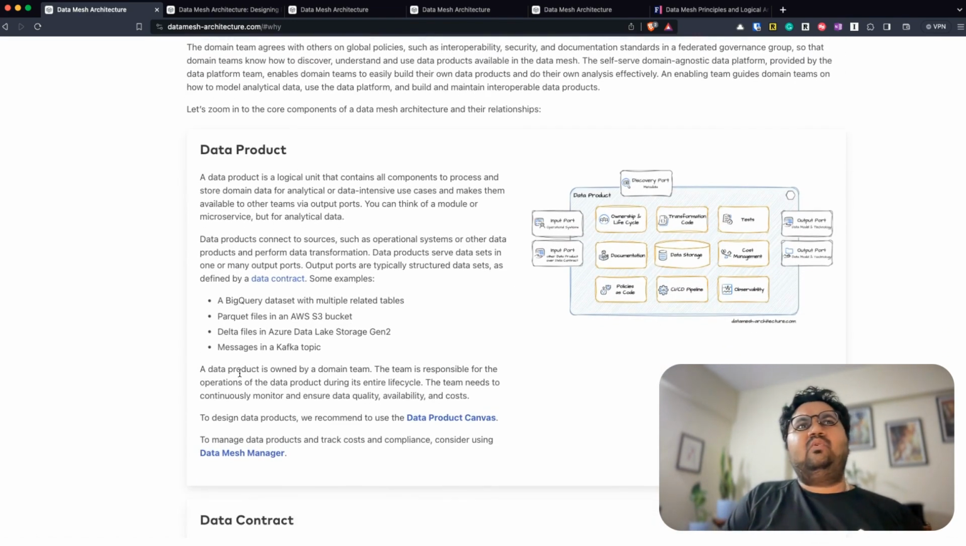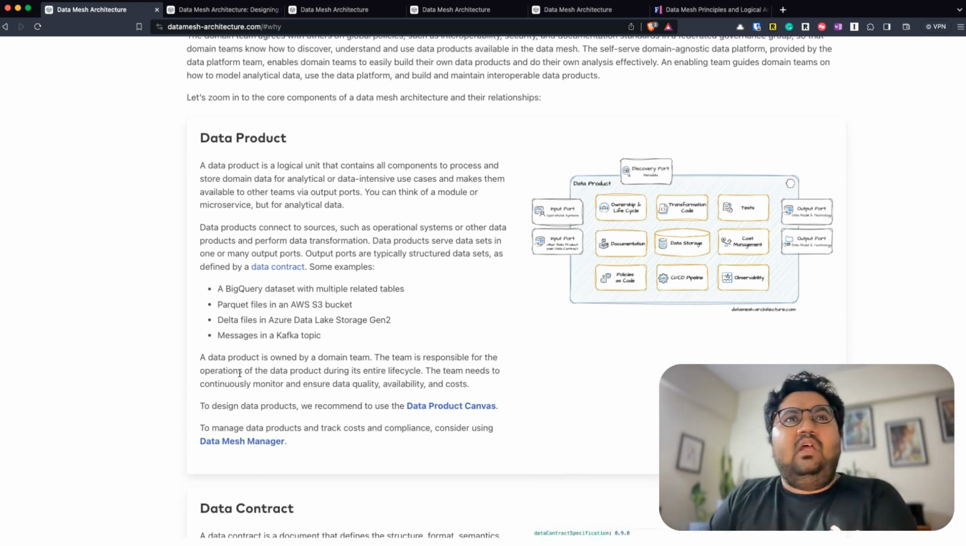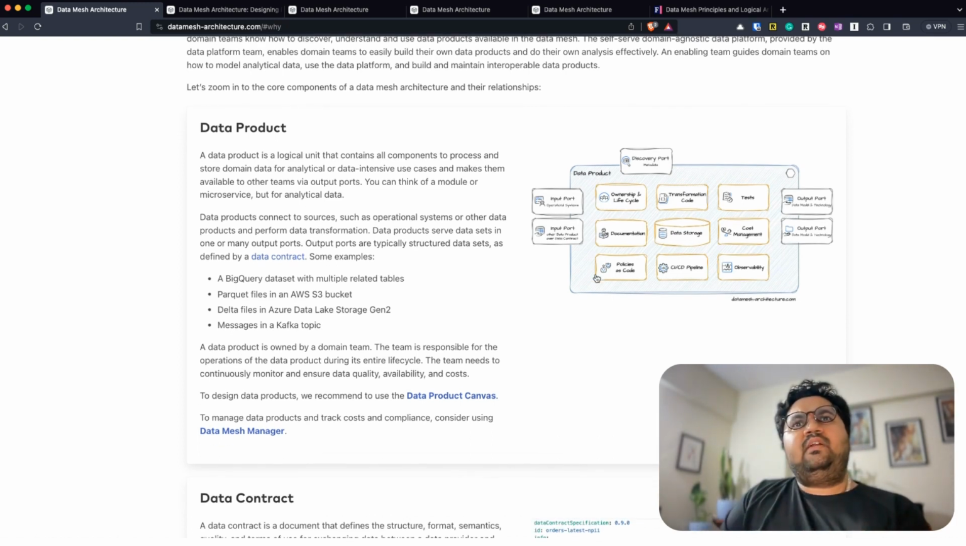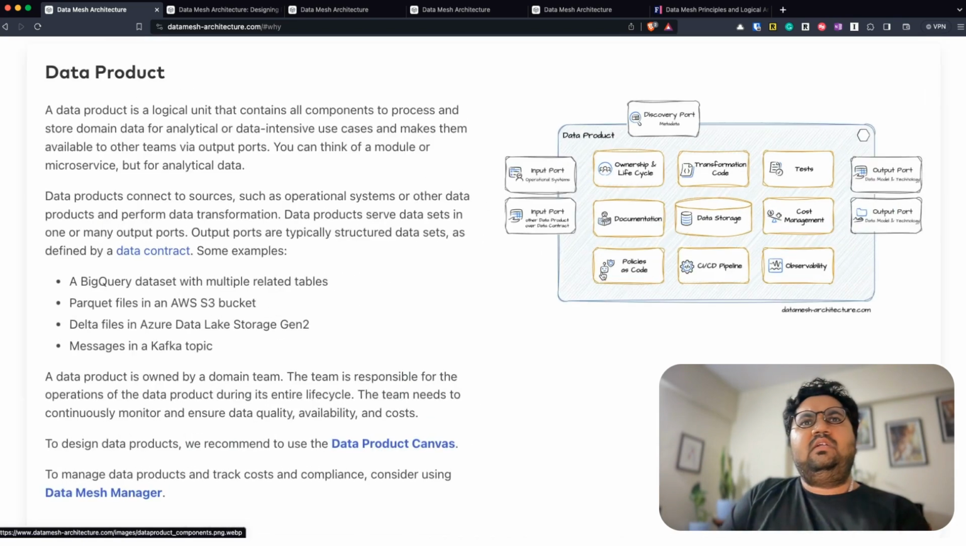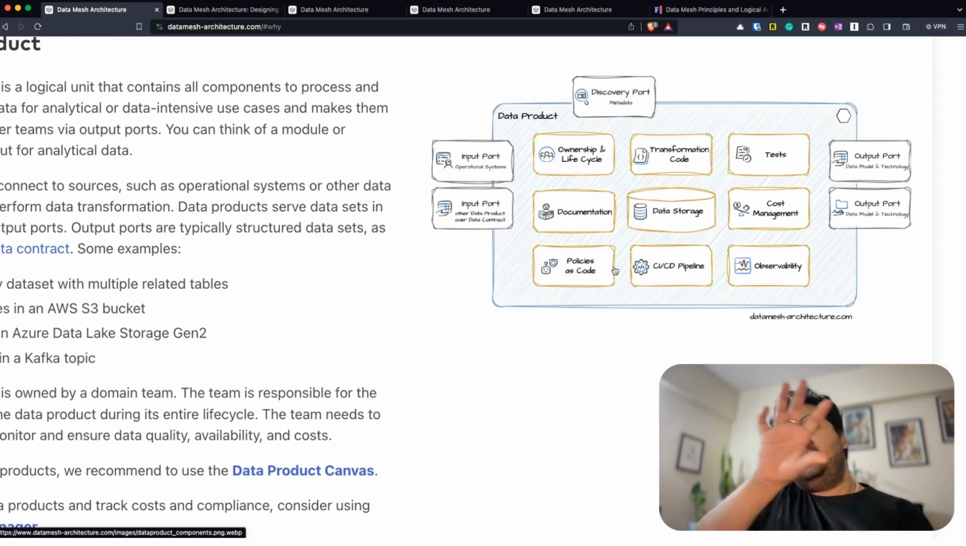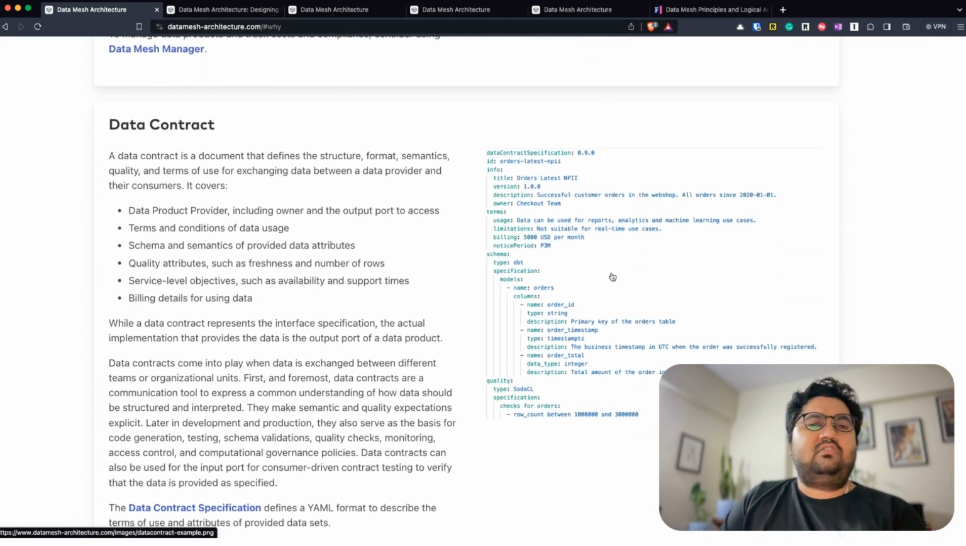And then this website goes into doing a lot of definitions. I'm not going to get into all of them because the video is already past 10 minutes. It talks about a data product, what it needs to have, a really good example and complete picture as to what a data product looks like. Very nice structure.